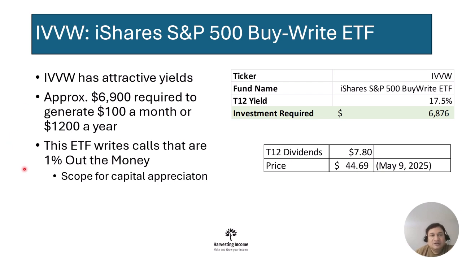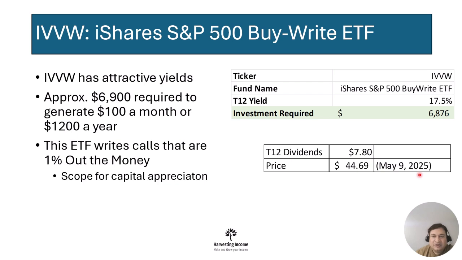And this ETF is good in a way that it writes out the money calls, and these out the money calls are 1% out of the money. Which means there is scope for capital appreciation. And this also provides room for stability of the net asset value. So based on my calculations, I calculated the trailing 12 months dividends divided by the price and I get that yield. So I've just put the summary of that information here.